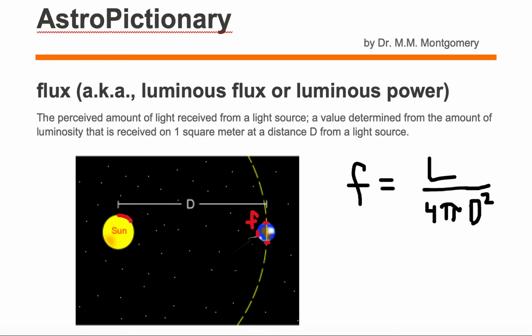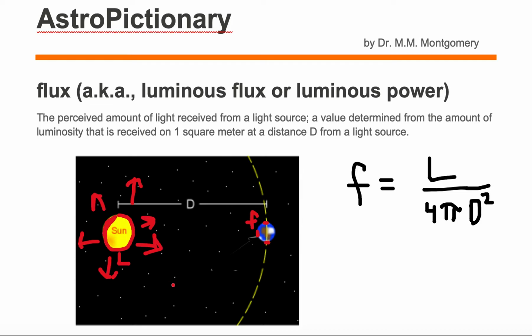So here's the source. The light is being emitted from the surface of the sun, and it has luminosity L. L is always defined at the surface of the source, and it never changes. So it could be 1 solar luminosity. Because the light's being emitted in a spherical direction, we want to find out how much of this spherical light is landing on 1 square meter at the earth. And that's going to be the flux.